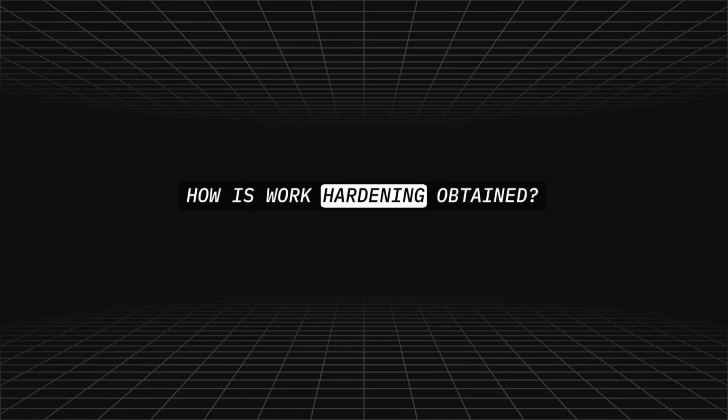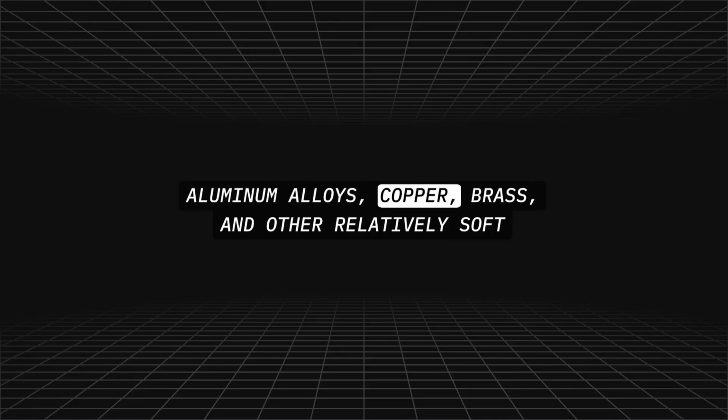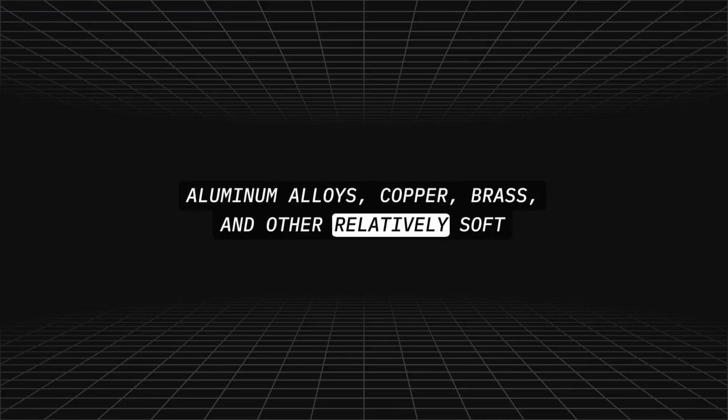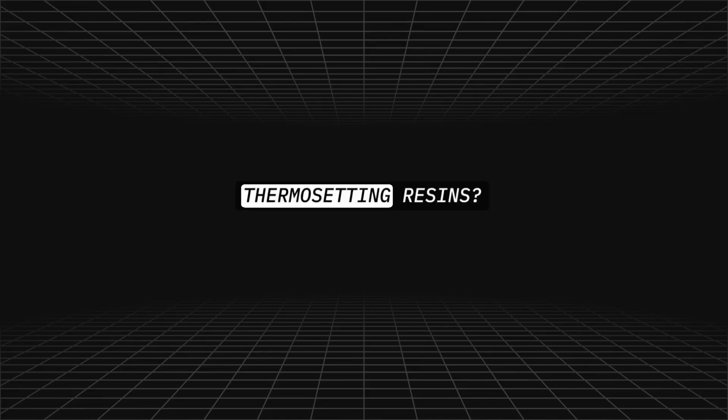How is work hardening obtained? By cold working metal. What portable hardness tester is commonly used for testing aluminum alloys, copper, brass, and other relatively soft material? Barcol tester. What is the main difference between thermoplastics and thermosetting resins?